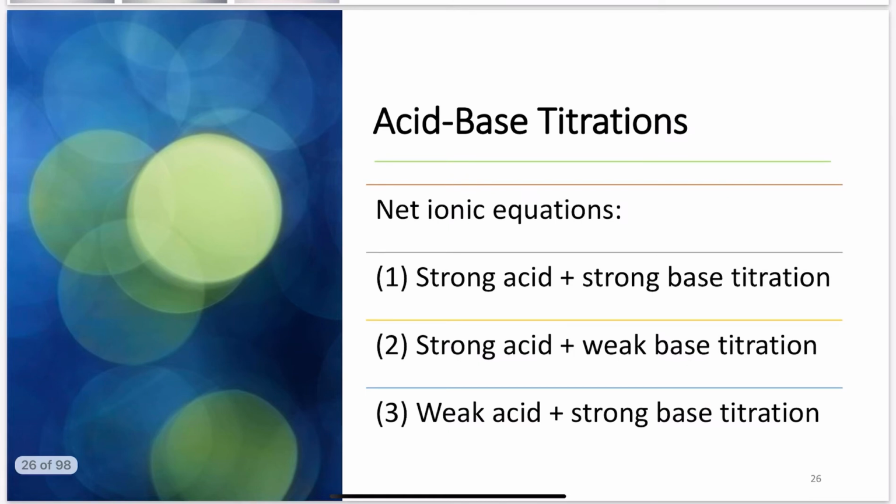So remember, for acid-base titrations, you need to understand net ionic equations. If you have a strong acid plus a strong base, you've got H3O plus plus OH minus, giving you 2 moles of water. Everything else is a spectator. Remember, net ionics, we leave out spectator ions.